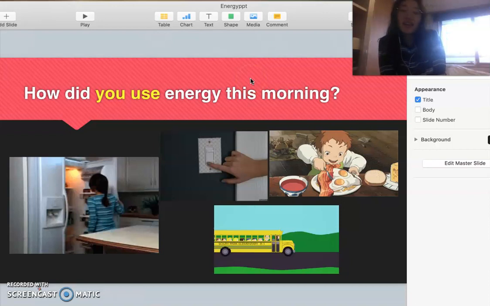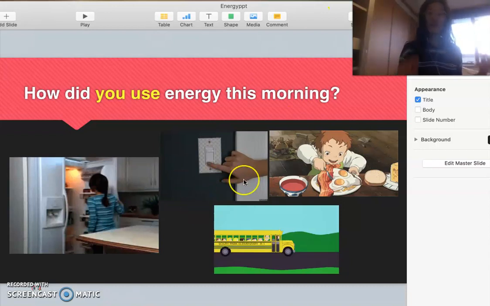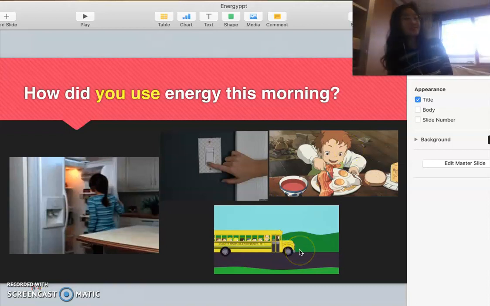Now, I already gave you some examples on how I use energy. Now, take a time to brainstorm on ways that you use energy this morning. As you can see, the refrigerator uses energy. We have the light switch here. Eating a giant piece of bacon takes a lot of energy. Even going to school takes energy, not just because you need to be energized to go to school, but because our school buses and cars and subways, all that useful stuff uses energy every single day.